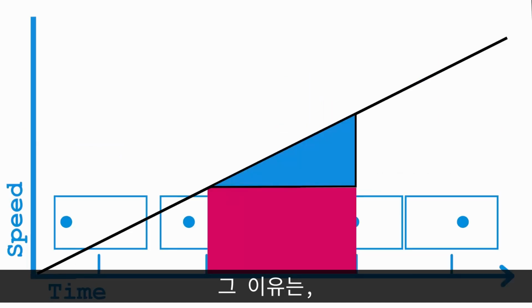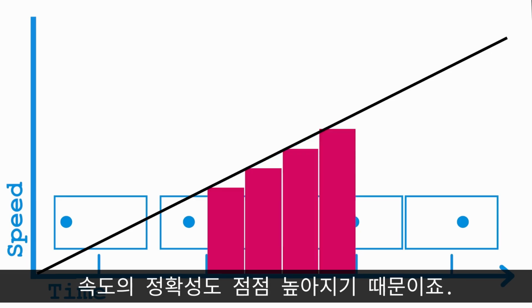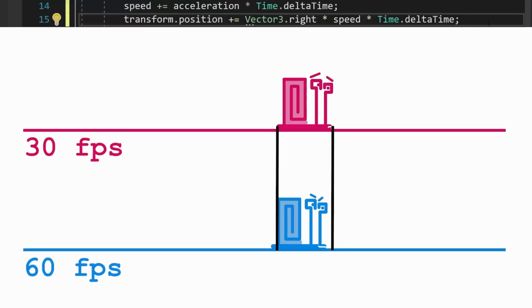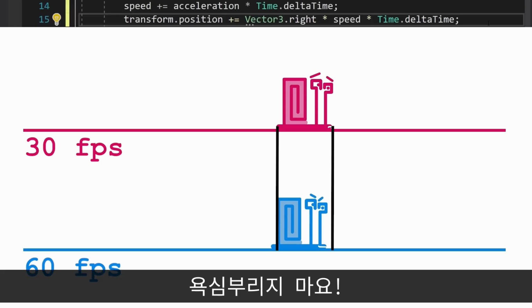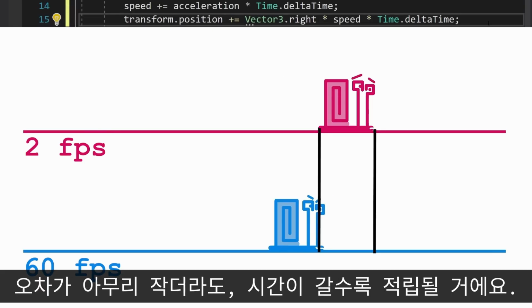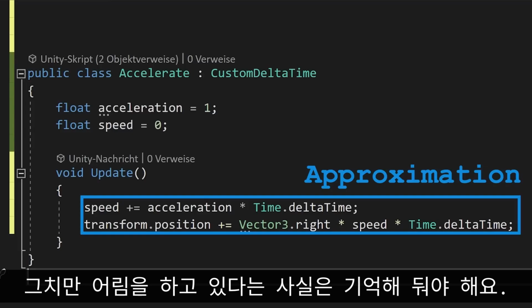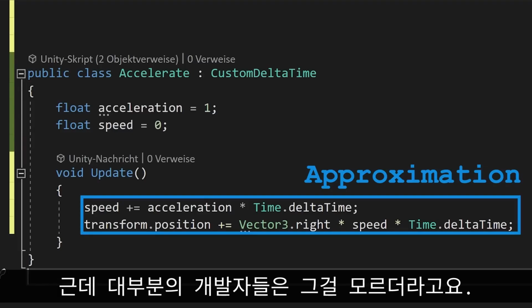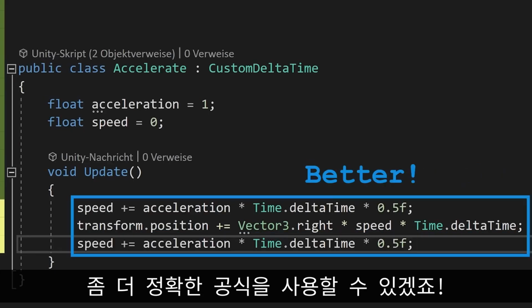Why is that? The reason for that is that with a higher frame rate, the speed is recalculated more often, and therefore we have a higher accuracy. Did I hear a complaint that you want more points for your answer then? Don't get greedy! Remember that depending on the circumstances, these inaccuracies can quickly add up and they can accumulate. So using approximations is fine. You should just be aware of the fact that you are using an approximation, which I feel like most developers aren't. And for anything where you do care about accuracy, like for example the player movement, from now on you know that you can probably do a little better.